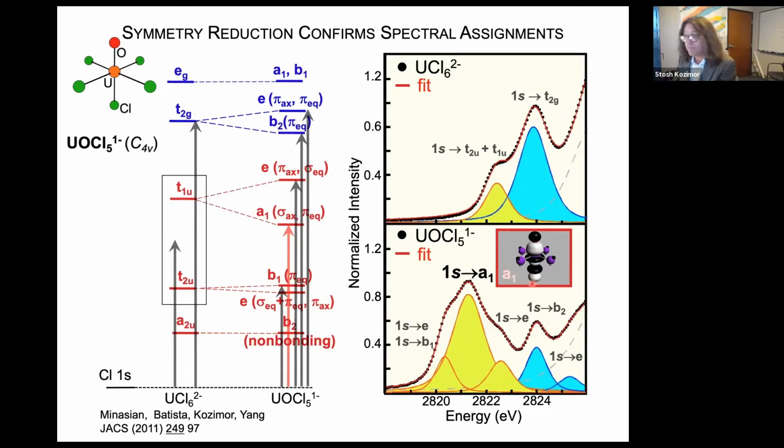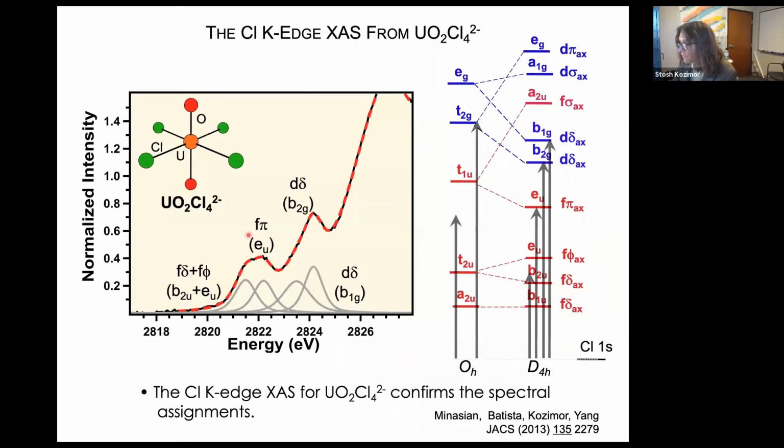I can turn it off. I can remove this chlorine and put an oxygen here and watch what happens. This peak's going to go away. There it is, it's gone. Now you just have 4 features when you go to uranyl. 1, 2, 3, 4. And this right here is due to 5F, and this right here is due to 6D.